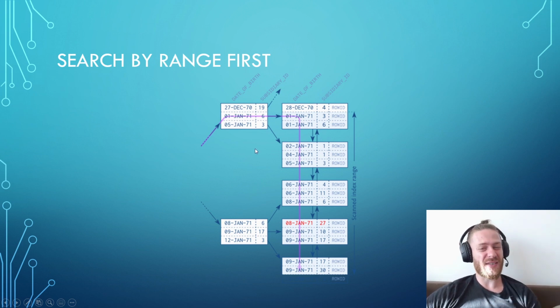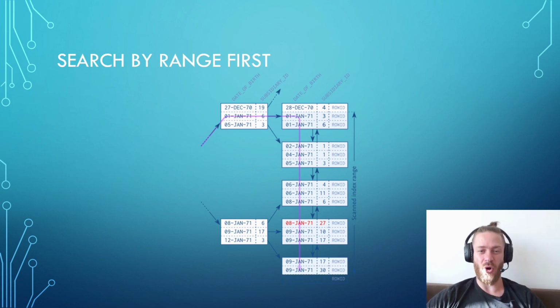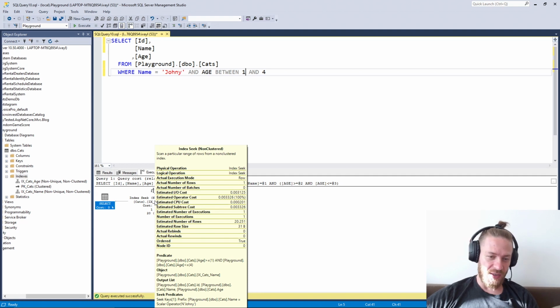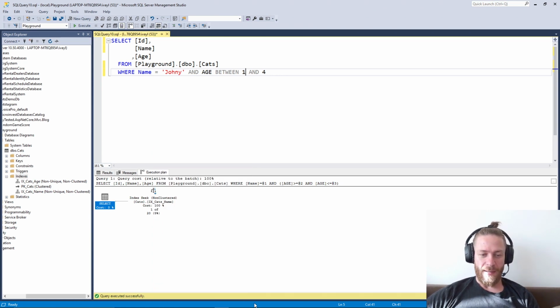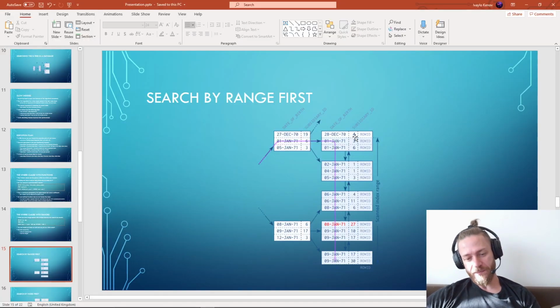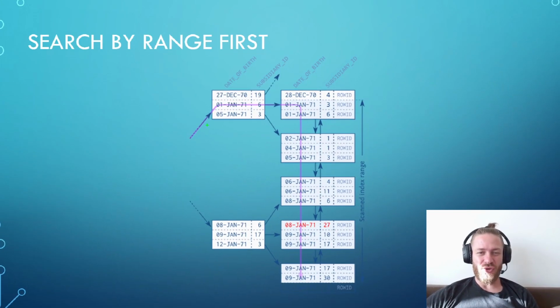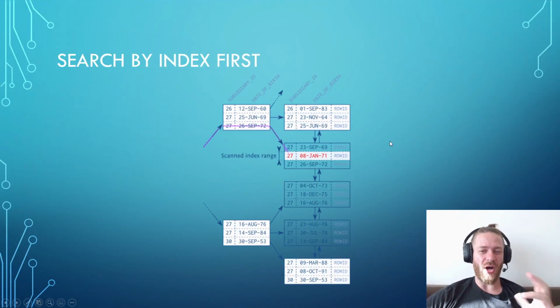It's still an index seek, so the execution plan will show it. If we go here, we will see that it's an index seek, so it's completely fine. But when we put the range first, we make a lot more scans in the linked list and then filter the data by the equality. What happens if we switch the order?